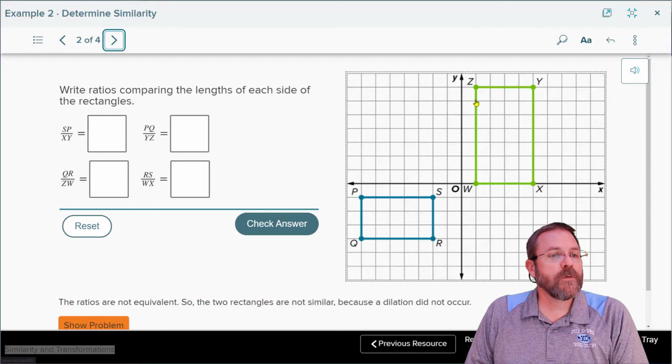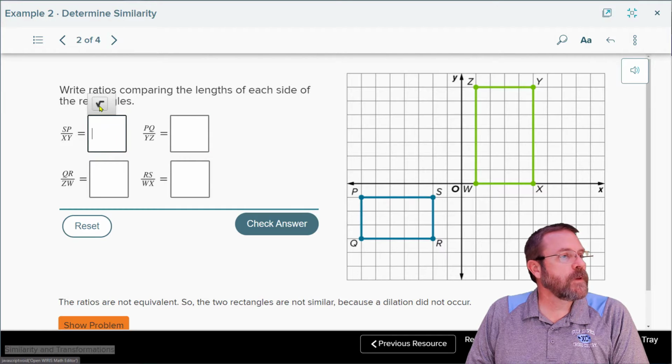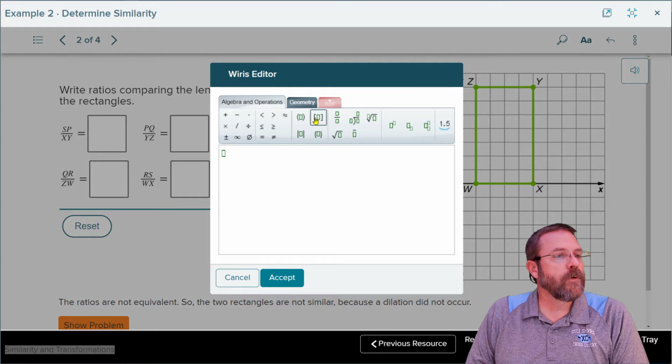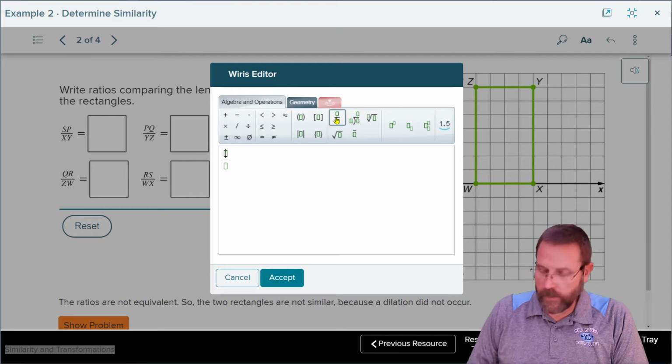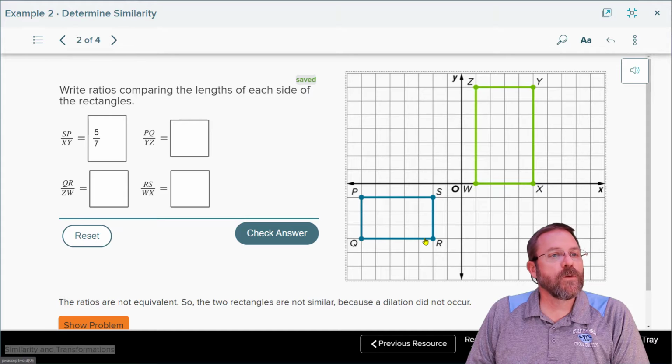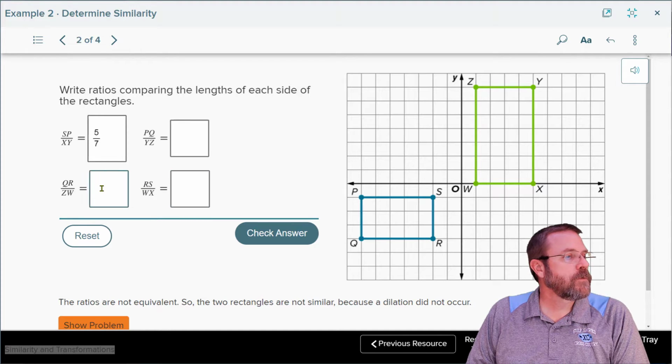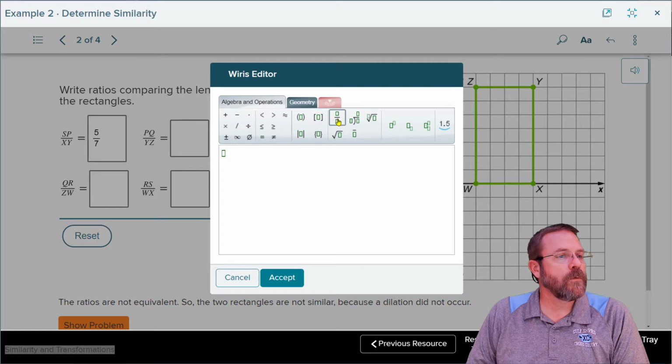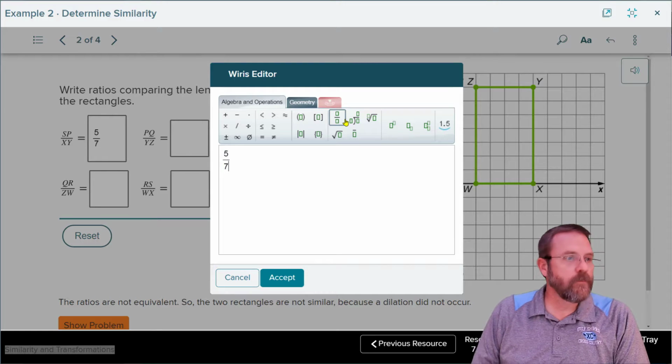So right here they took and said side SP, that's this one right here, corresponds to side XY, which is right here. XY is 1, 2, 3, 4, 5, 6, 7. SP is 1, 2, 3, 4, 5. So that's going to give us a ratio of 5/7. And that is going to be the same ratio that we would have for QR and ZW. So QR and ZW is also going to be a ratio of 5/7.